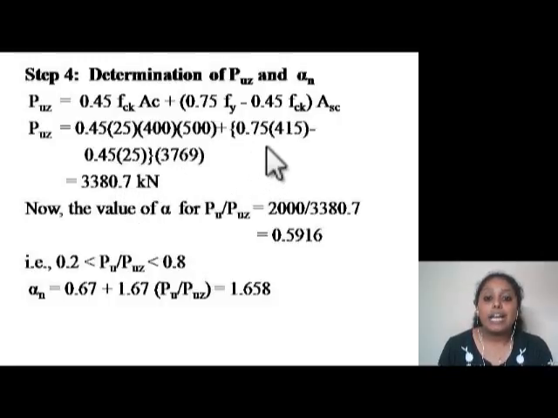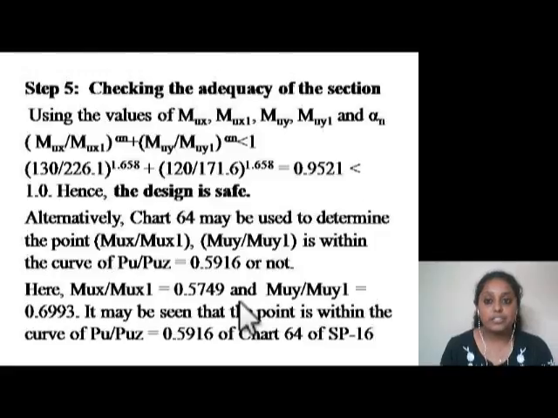Now the value of PU by PUZ is equal to 2000 by 3380.7, that is 0.5916. Then we have to note that PU by PUZ is in between 0.2 and 0.8. So we are taking alpha n as 0.67 plus 1.67 into PU by PUZ. By substituting the values, we will get 1.658.